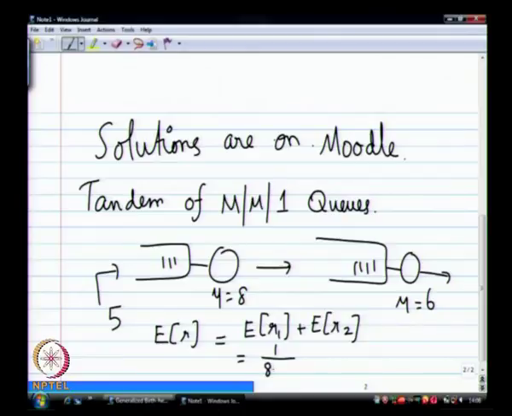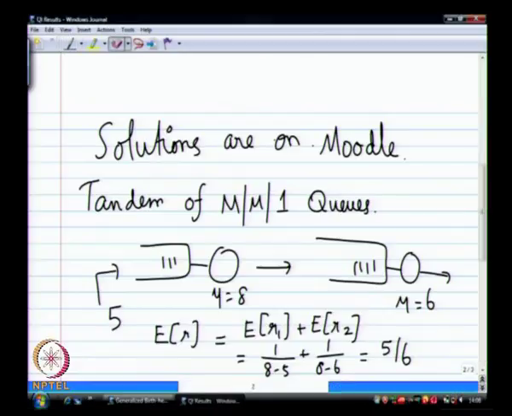So this is simply 1 over, and whatever that works out to. So 1 by 3 plus 1 by 2, so 5 by 6. So that is the E of r, and this applies to any series if you have several others. So this is a special case where you are going through multiple servers in tandem.